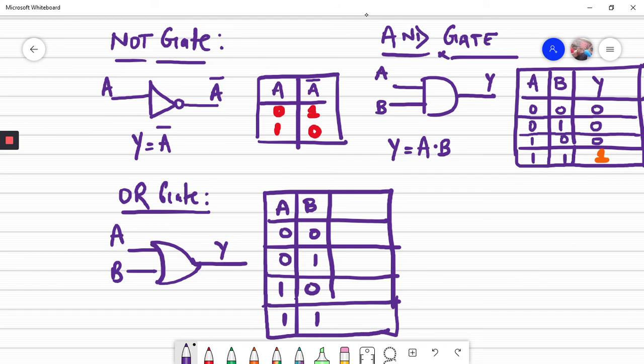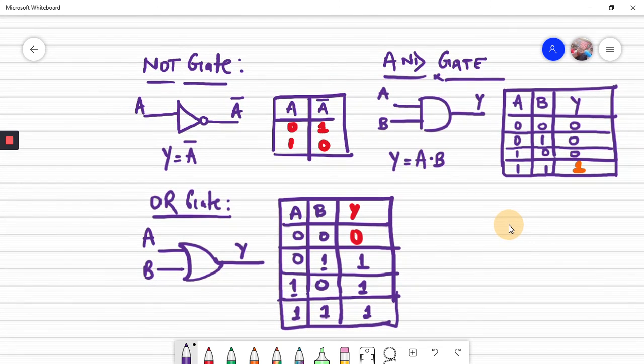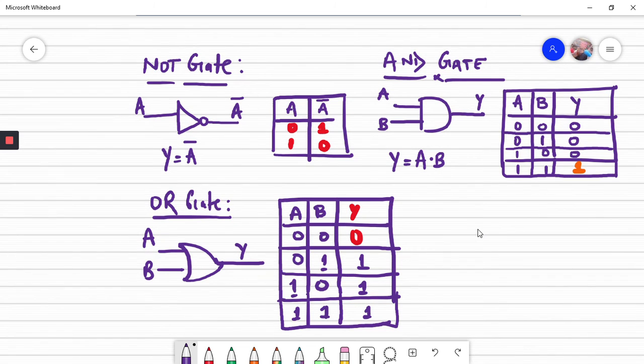The functionality of the OR gate is something like this. When both the inputs are low, the output will be low, and for every other combination it will be high. This is what we are going to verify in the implementation part. So please remember the truth tables along with the symbols, and we'll be implementing 2-input gates and multiple-input gates with the software. Okay, for now, thank you.